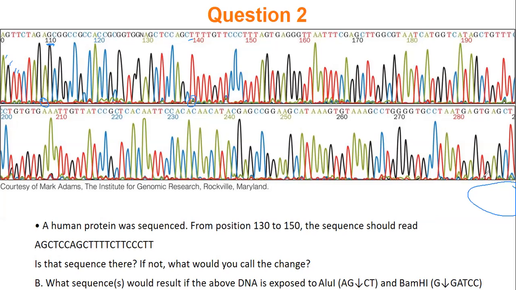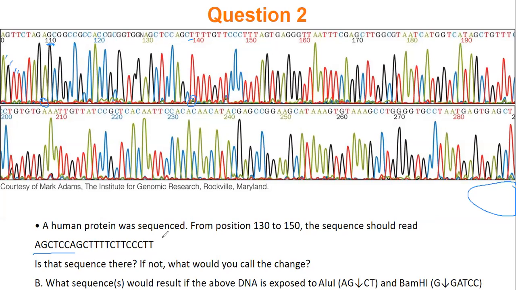So let's say I was sequencing a human protein. I was sequencing the DNA of that protein. In position from 130 to 150, my sequence should have been what's written there. Do I actually see that sequence? If not, what would I say happened then? So looking at this chart, can you determine if we have the sequence there that I want? If not, what would you call that change? And B, you can kind of skip B. B is just looking through that and finding the cut sites, but we don't need to do that.